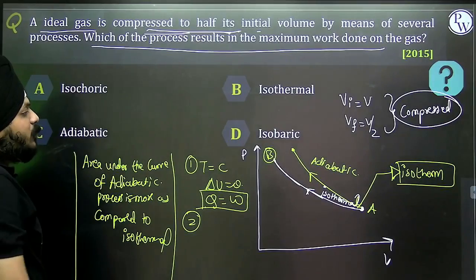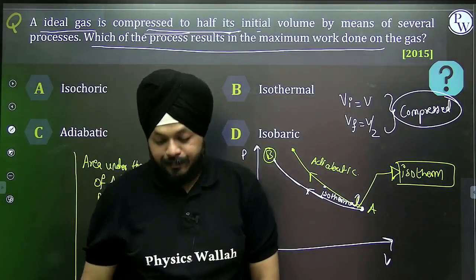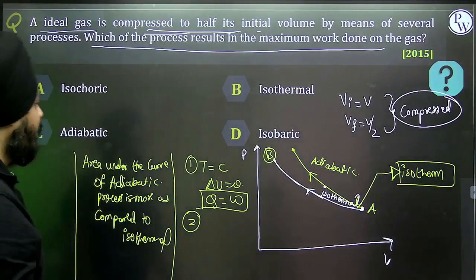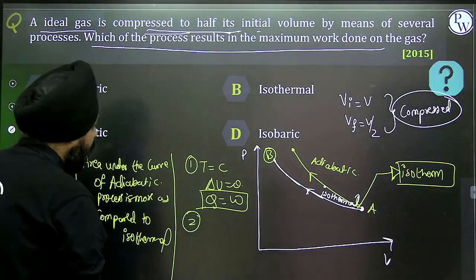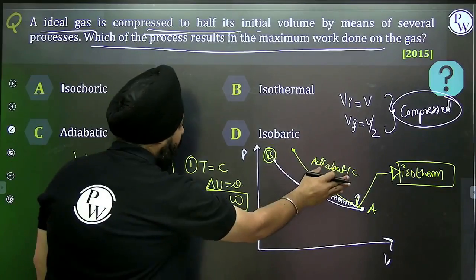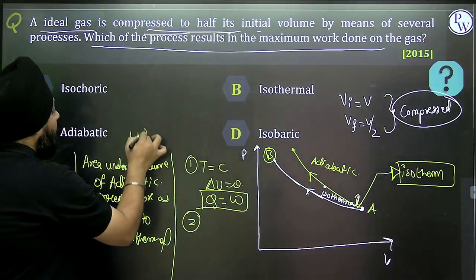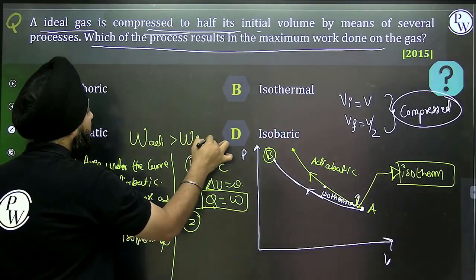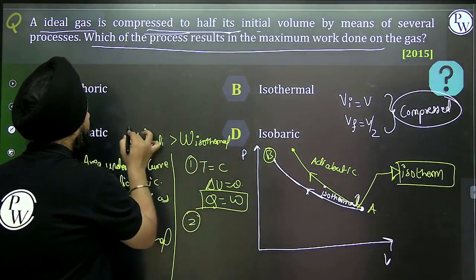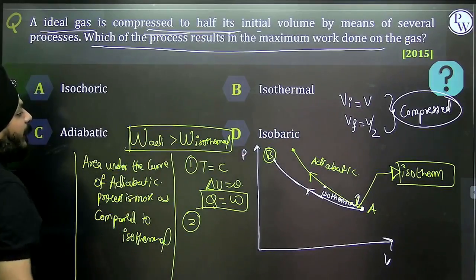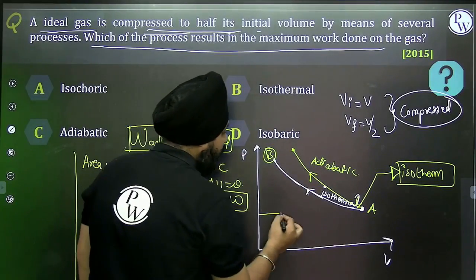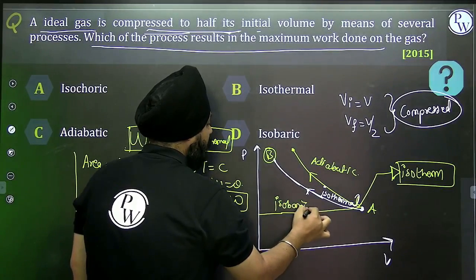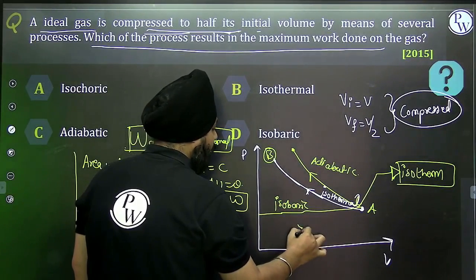So in this case, what will happen? It's a very simple thing. The work done by the adiabatic process is obviously going to be greater than the work done by the isothermal process. Now, for the isobaric process, the work done is a straight line.